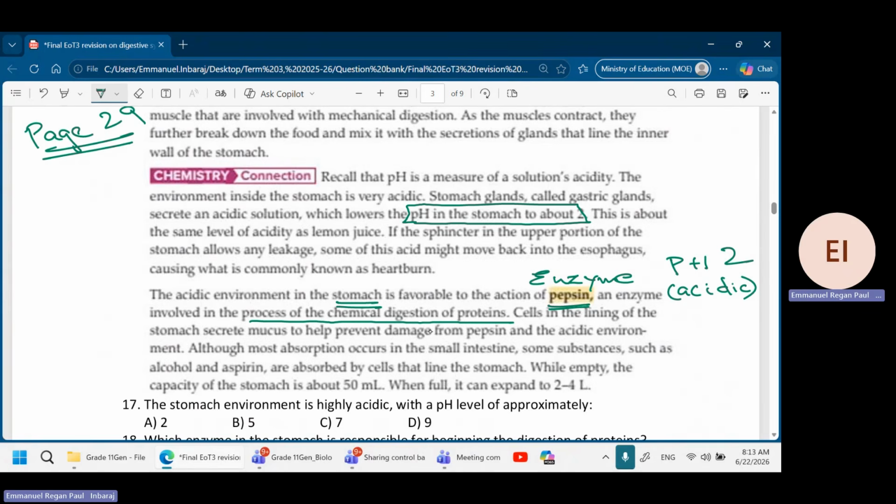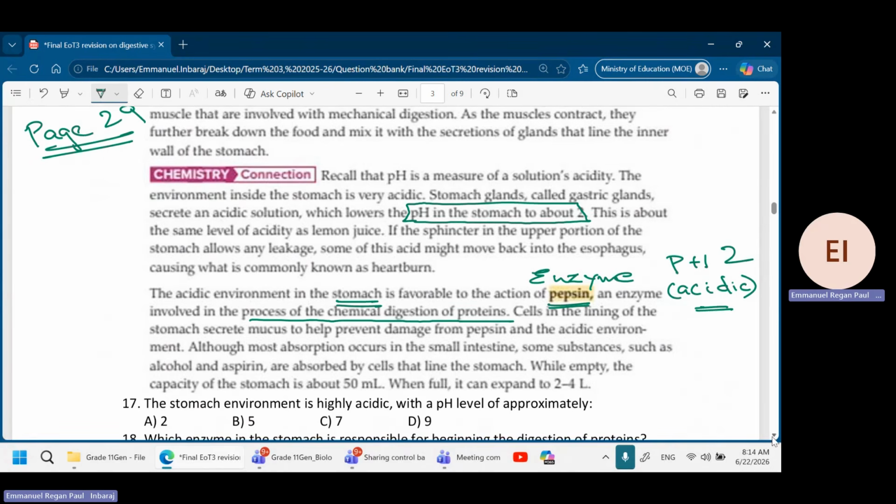All right, so this is about pepsin, which is found in the stomach. Again I repeat, pepsin is an enzyme found in the stomach. It works best at a pH of 2, that is an acidic pH. And what is the function? It is useful for breaking down proteins. It's useful for chemical digestion of proteins.